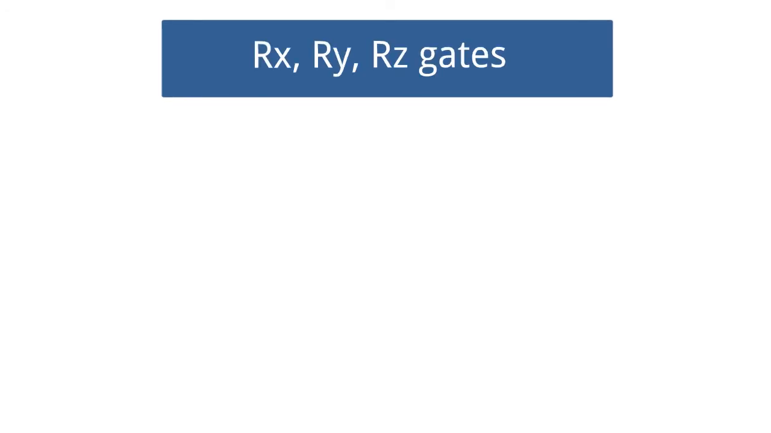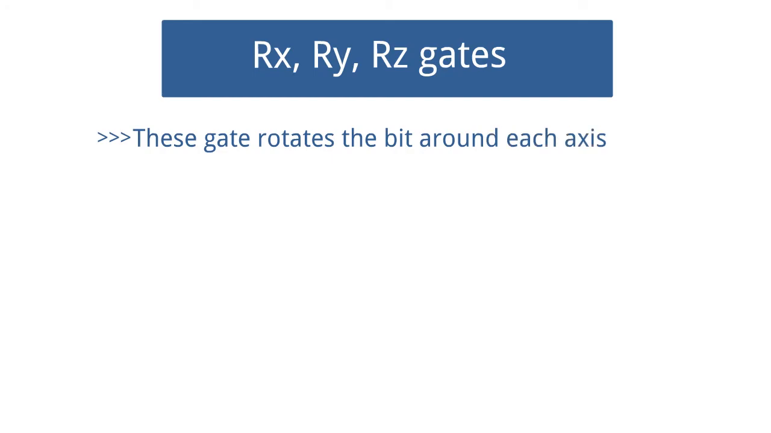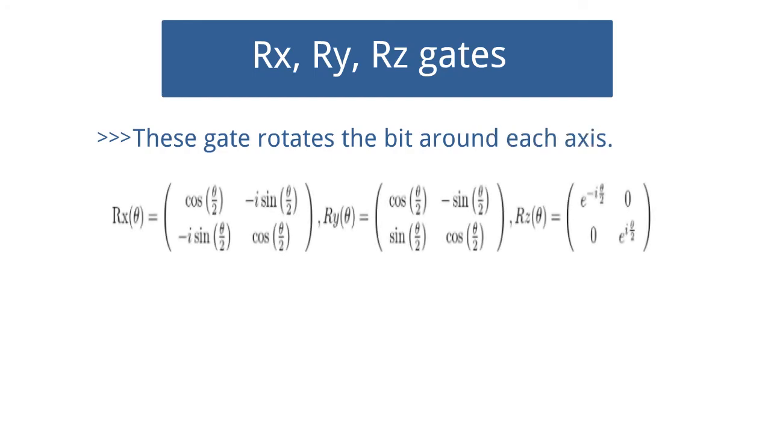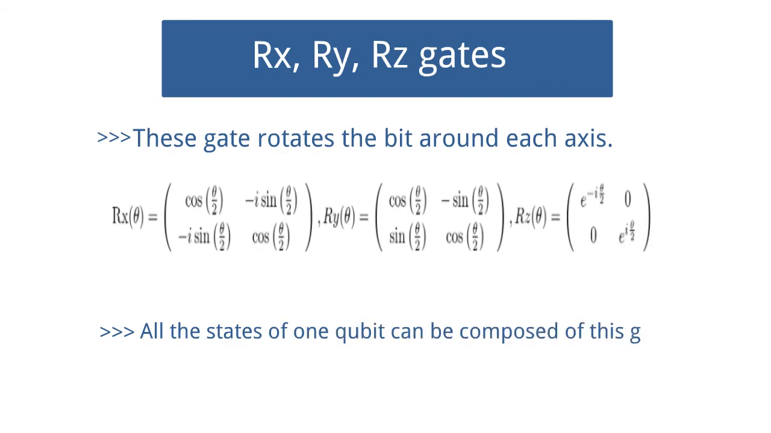Rx, Ry, Rz gates. These gates rotate the bit around each axis. Here is the matrix of each gate. All the states of one qubit can be composed of this gate combination because it can be rotated around each axis.